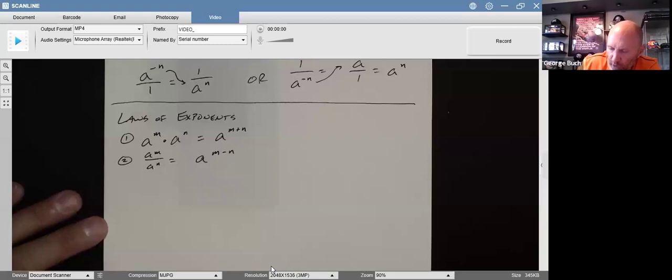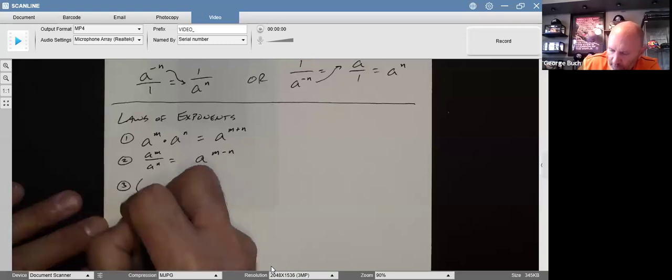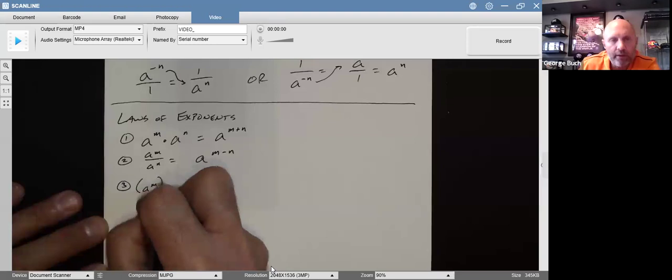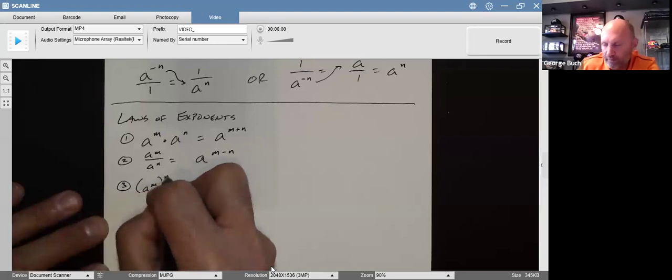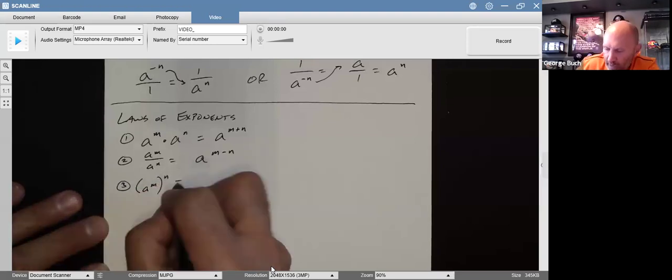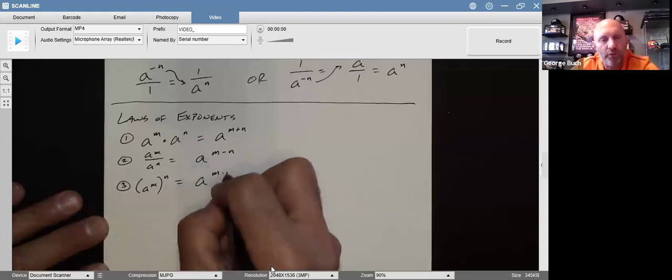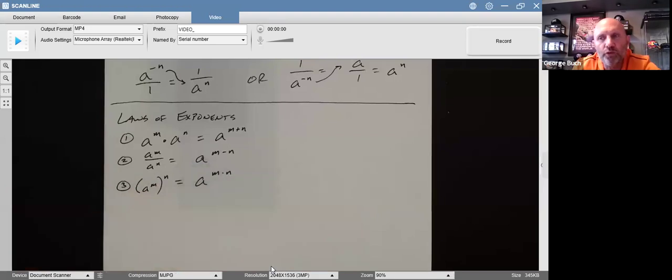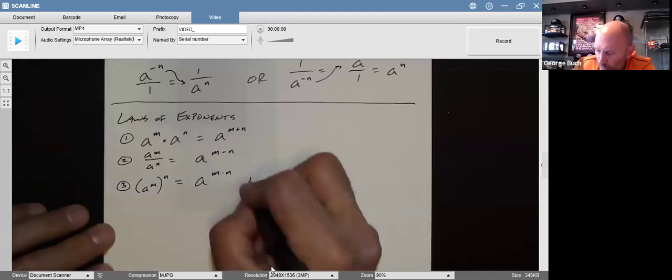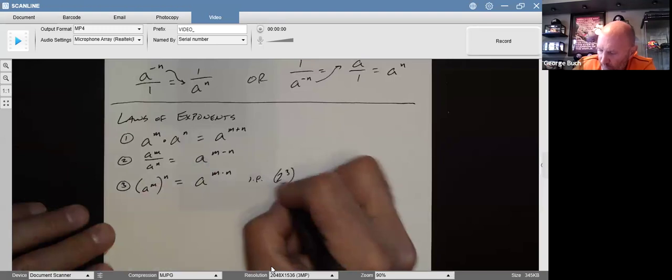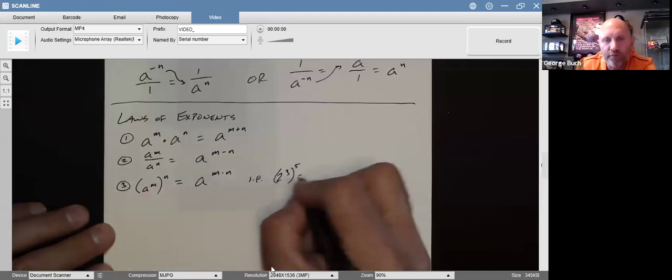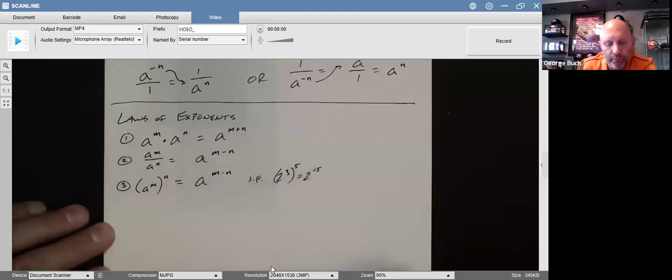I have what's called the power rule. So if I have a to the m power and I raise the whole thing to the n power, now I multiply the exponents. So if I had 2 to the third power to the fifth power, so 2 to the third all to the fifth, I multiply the exponents, so this is 2 to the 15th power.